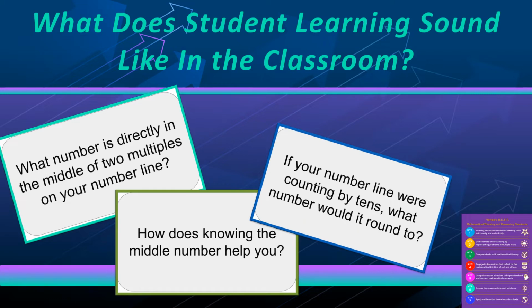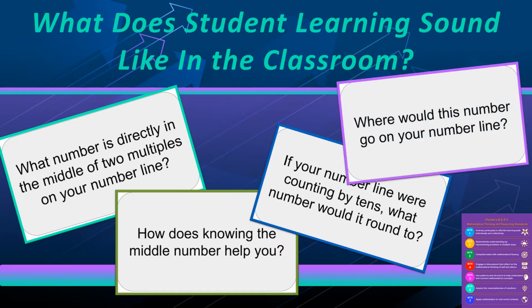If your number line were counting by tens, what number would it round to? Students need to be able to demonstrate flexibility by rounding one single number to multiple place values, to the tens, to the hundreds, and to the thousands. And then, where would this number go on your number line? Students should be able to describe, using their place value language, where the number they have would fall on any given number line.